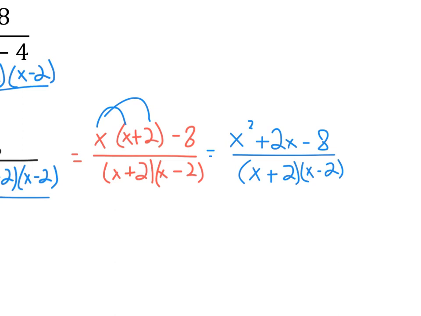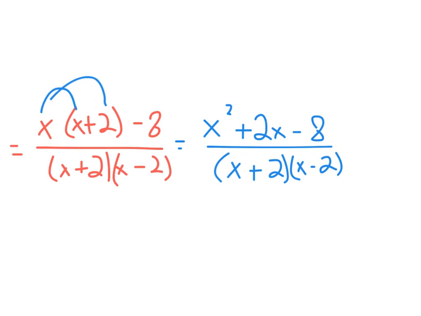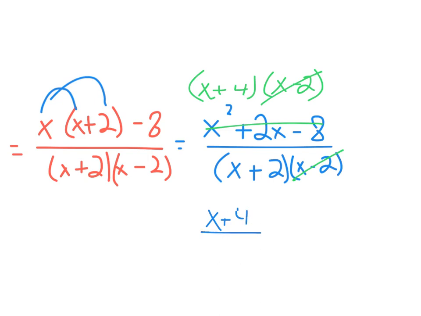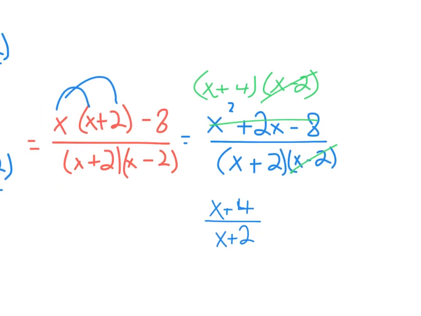Now there's one thing that remains before I say I'm done. I have to try to factor and see if I can cancel anything with this problem. If I factor, let's see, I believe I get x plus 4. The top does actually factor this time. And x minus 2 as the factors, which means the x minus 2's will cancel out, leaving the final answer to be x plus 4 over x plus 2. And that's it.